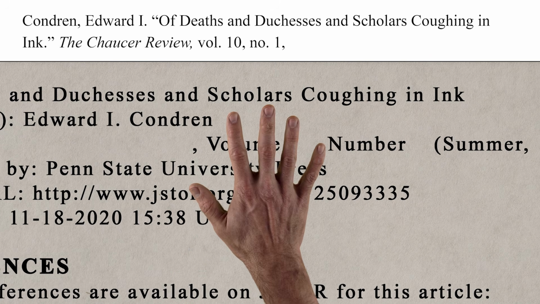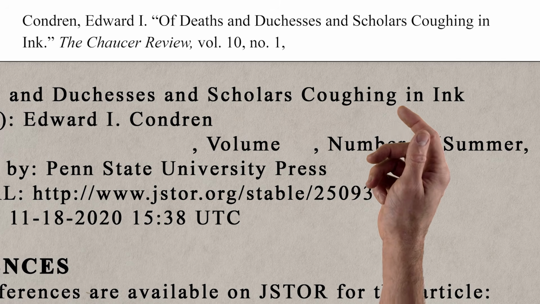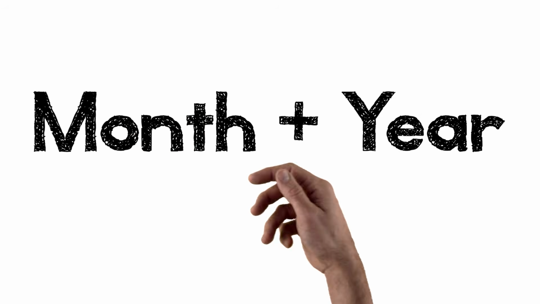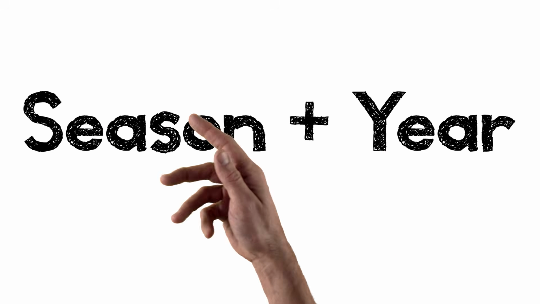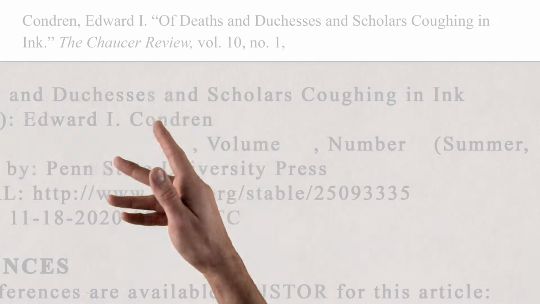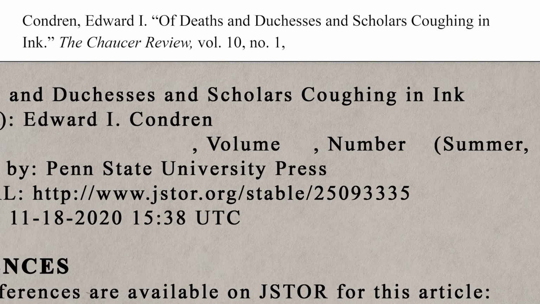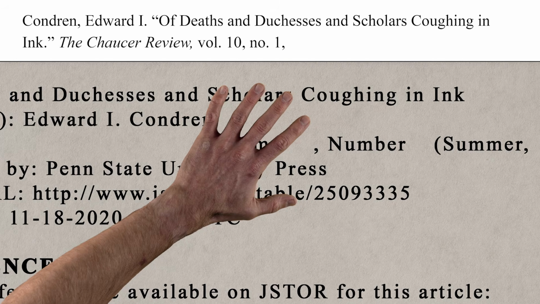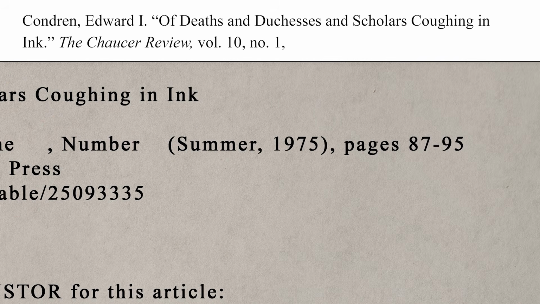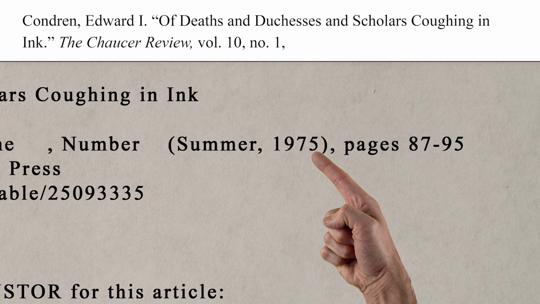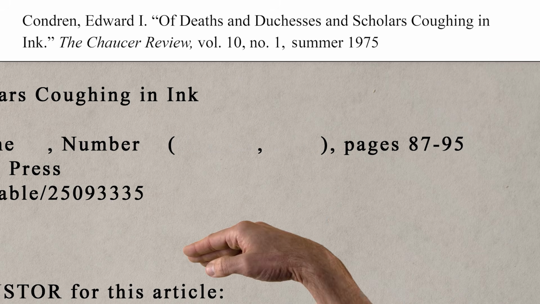Next, we put a comma after the issue number, like so, a space, and drop in the date. Dates can be a little funky in MLA. Your article might give you just the year, a month in a year, a season in a year, or something else along those lines. The rule is this: include as much information about the publication date as the source gives you. In this case, we see the issue was published in summer 1975, so we include that.